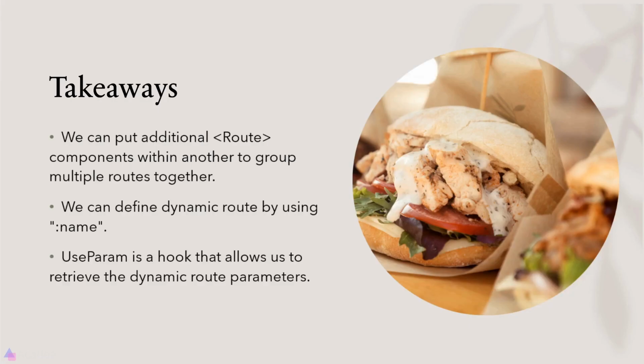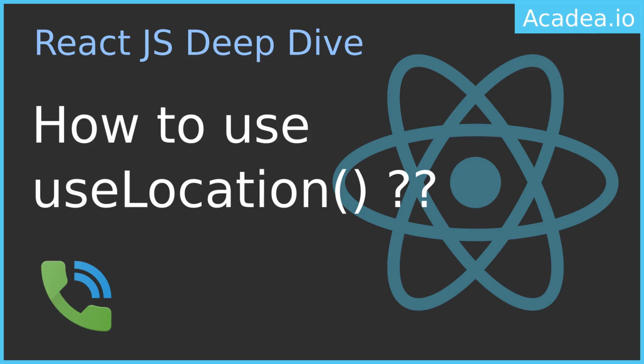Key takeaways for this lesson: we can put additional route components within another to group multiple routes together. We define dynamic routes by using the colon syntax. UseParam is a hook that allows us to retrieve the dynamic route parameters. That's it for now, and I'll see you again in the next lesson.